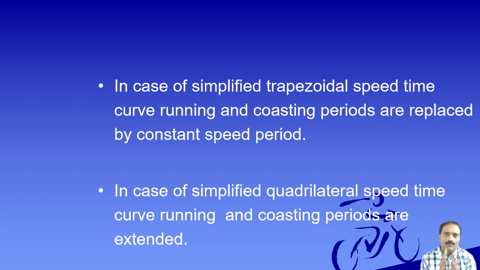And remember, whatever approximations we are doing, whatever simplified speed time curves we are considering, the total area should remain the same. That is, whatever area we had before approximation, after approximation also, whether it is a trapezoidal or quadrilateral speed time curve, the area covered should be the same in both the curves.